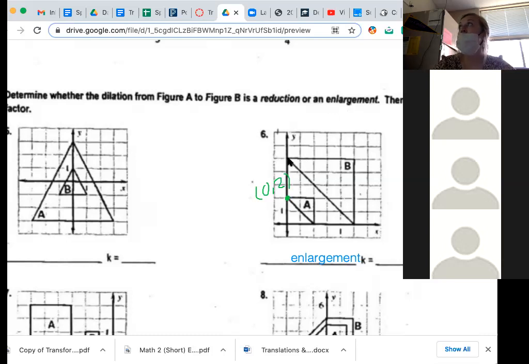I want you to find the same point now, but on B. Do y'all agree it's at 1, 2, 3, 4, 5? Okay.